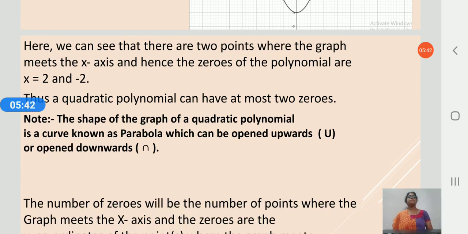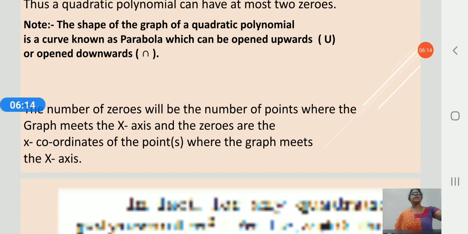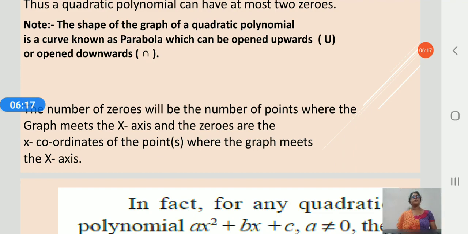The graph intersects the x-axis at 2 points, that is (2, 0) and (-2, 0). Thus we can conclude that a quadratic polynomial has at most 2 zeros. The shape of the quadratic polynomial is a curve known as a parabola. The parabola can open upwards or open downwards. The number of zeros will be the number of points where the graph meets the x-axis, and the zeros are the coordinates of the points where the graph meets the x-axis.